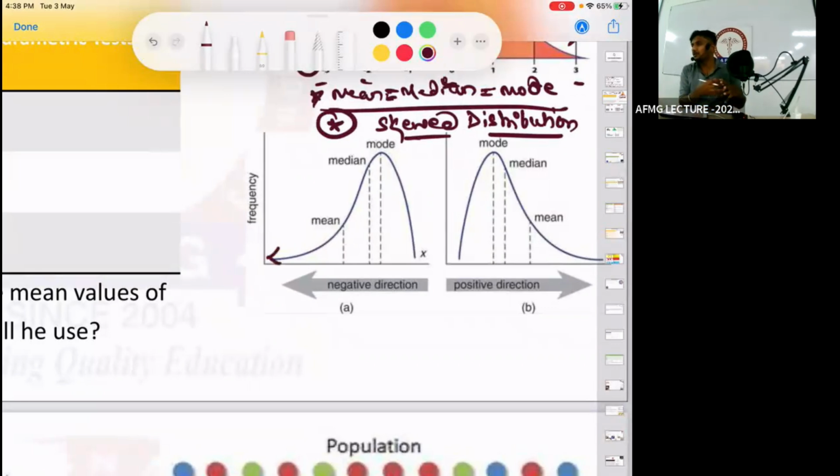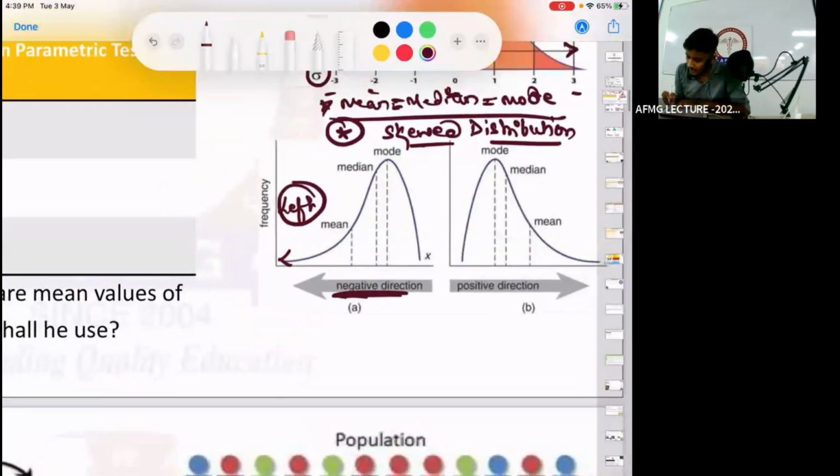Here it is going towards the left side. So it is a left skewed distribution. And left skewed distribution is also called the negatively skewed distribution, because on that side, what happens? There are negative values, below zero. So that is why it is called a negatively skewed distribution.